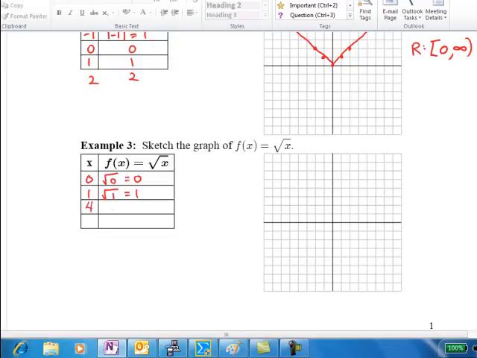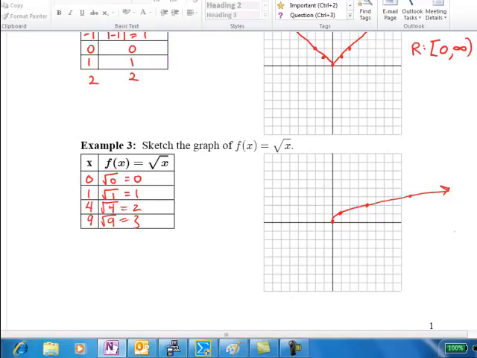But if I use 4, I'll have square root of 4, which is 2, and then the next nicest x would be 9, which would give me 3. And if I graph 0, 0; 1, 1; 4, 2; and 9, 3. And I don't have negative x values, so it's going to look like that. It'll keep going to the right, but not to the left.